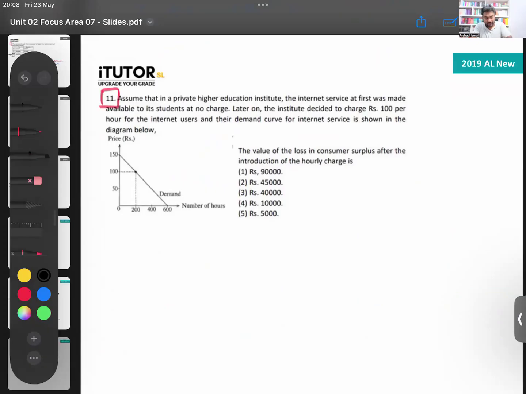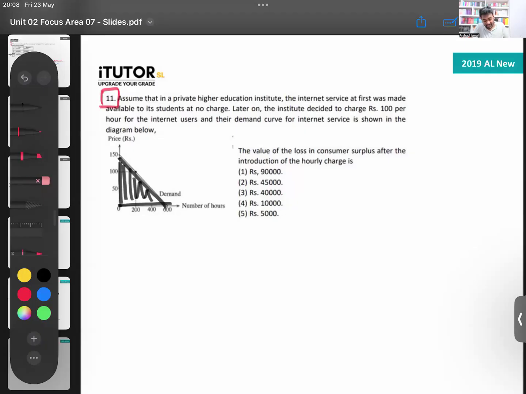Macroeconomic equilibrium. Assume that in a private higher education institute, the internet service was at first available to students at no charge. Remember, this is the opposite of that bus example. Initially, it was given at 0 rupees. That means initially the consumer surplus would have been this entire thing. Now they are saying later the institute decided to charge 100 rupees per hour for internet.